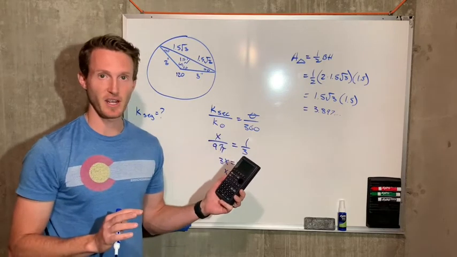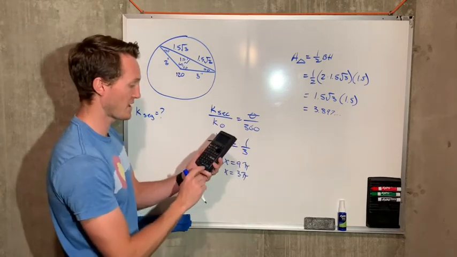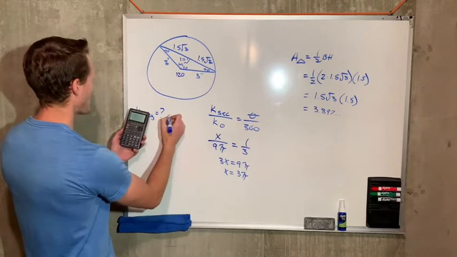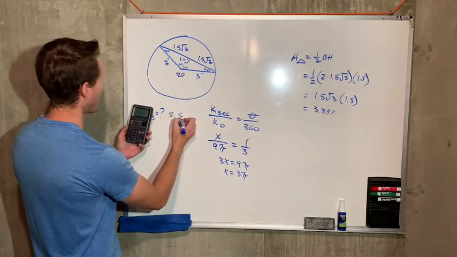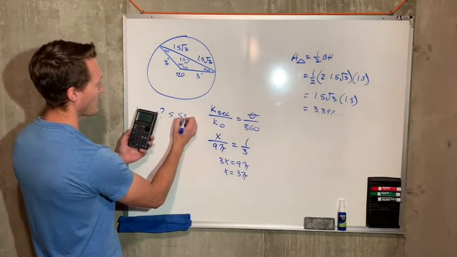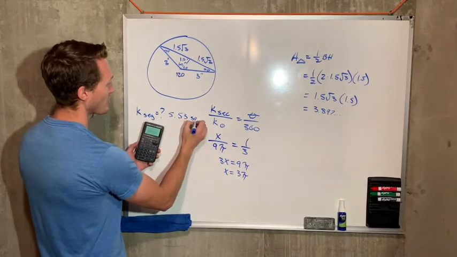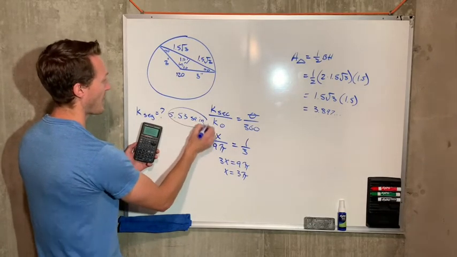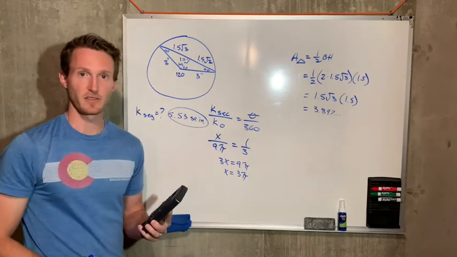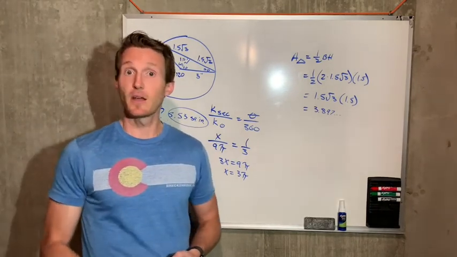If I went too fast on any of that, just pause, rewind, watch it again. I'm getting equals, and I'm getting 5.5, and I'm going to round to the hundreds. It says 2.7, so I'm going to go 3. This is area, so square inches. And that would be my area of the pizza crust, okay? Hopefully that helps. Let me know if you have any questions.